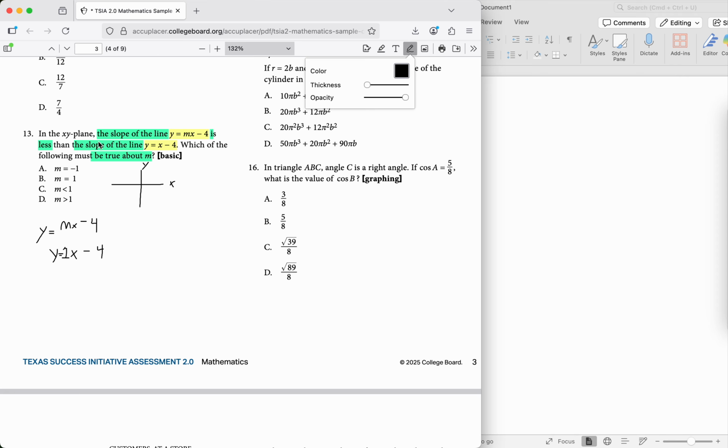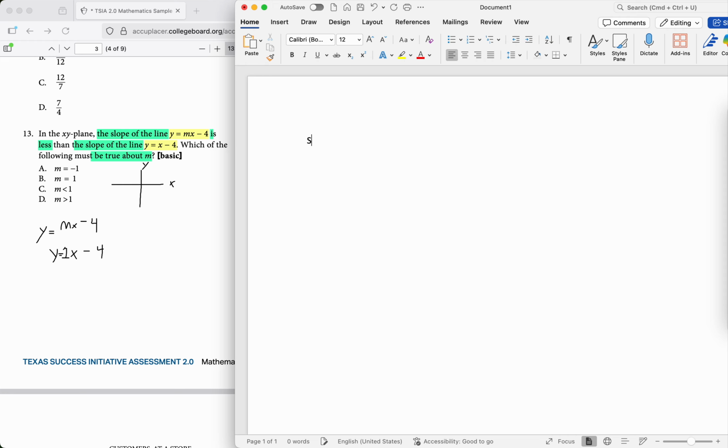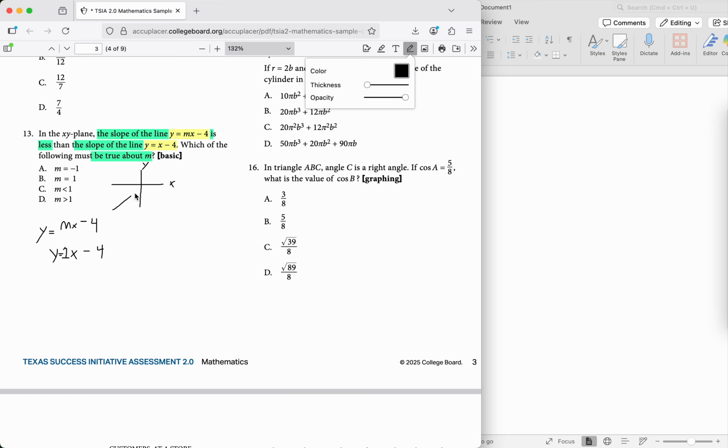Now, what's really important and what is being tested is your knowledge of the slope-intercept form. And so I'll write that here, slope-intercept form. And so y equals mx plus b is slope-intercept form, where m represents the slope and b represents your y-intercept. And a y-intercept again is if I have some line going through the xy plane, that spot where it touches the y axis right here that one time is your y-intercept.